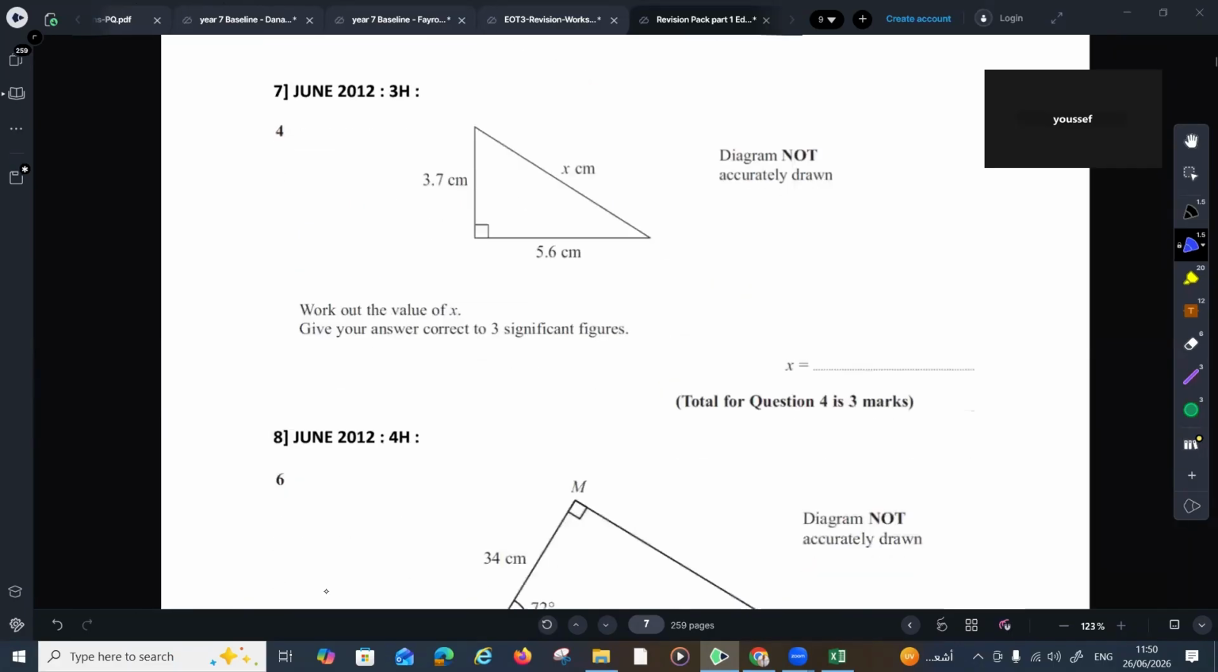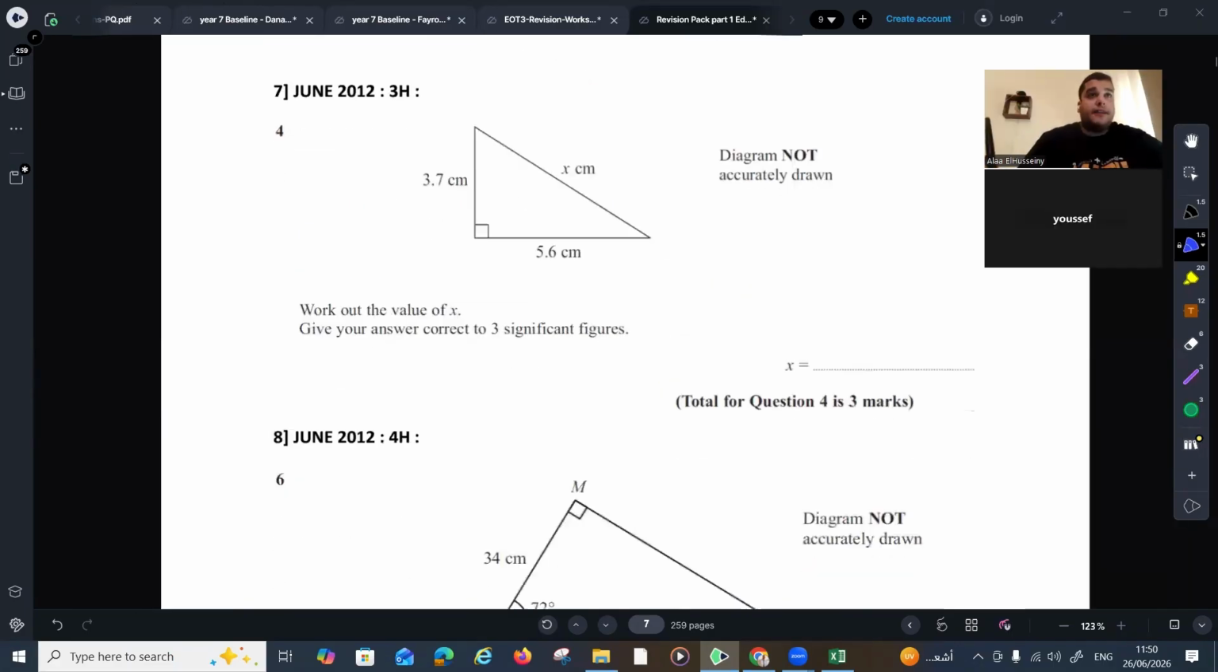Okay. Yusuf, can you help me do question 4? We have 2 sides, and we want to get the third side. Okay? How do we do it? Do we use the trigonometric ratios or the Pythagoras theorem? Pythagoras theorem. Well done. So what do we do? x equals what? Square root. Thank you.